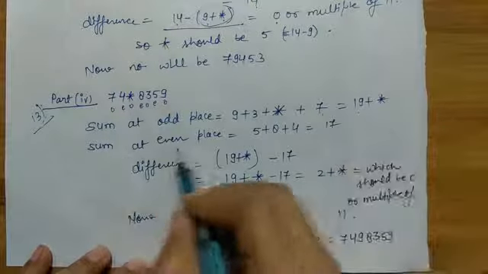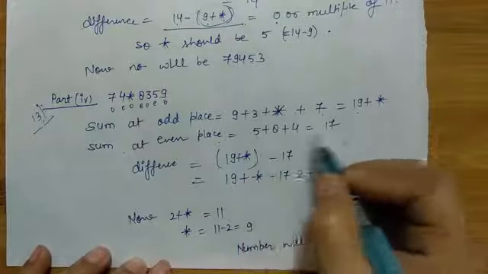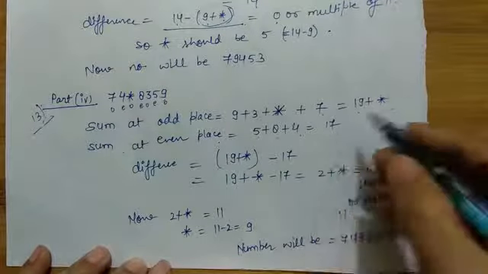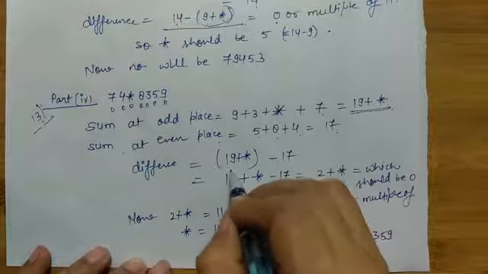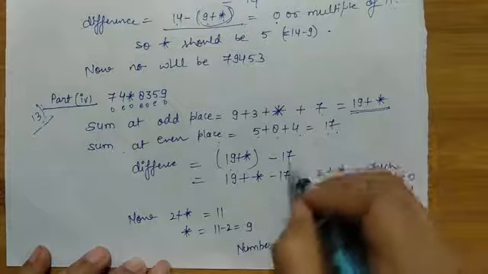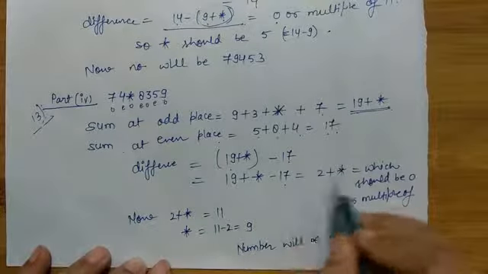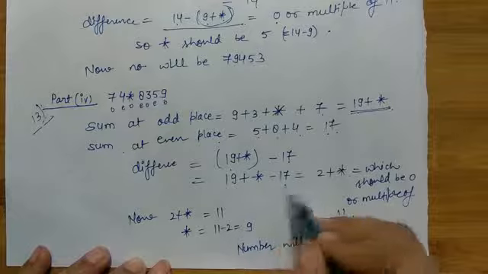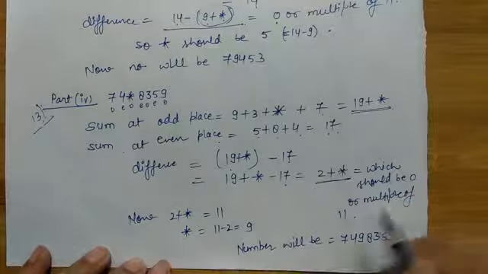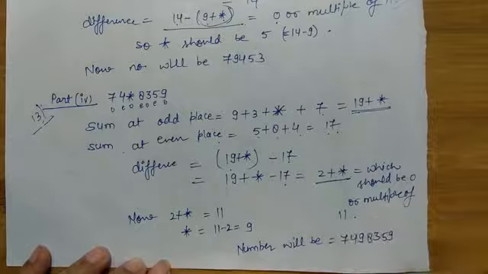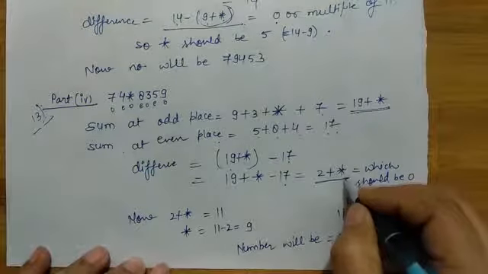Sum of digits at even place, we got 5 plus 8 plus 4, that is 17. Now we can see 19 is greater than 17, so we will place this sum first and then this sum second. So when we find the difference, we get 2 plus asterisk, meaning 19 minus 17 is equal to 2 plus asterisk. This should be 0 or a multiple of 11. So this asterisk cannot be a negative number.